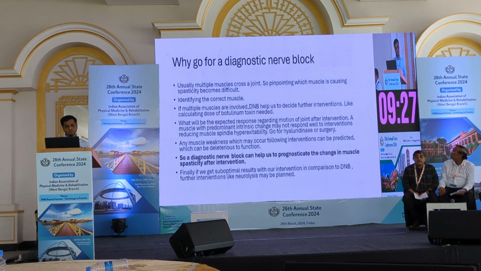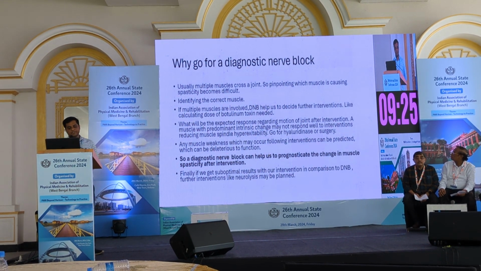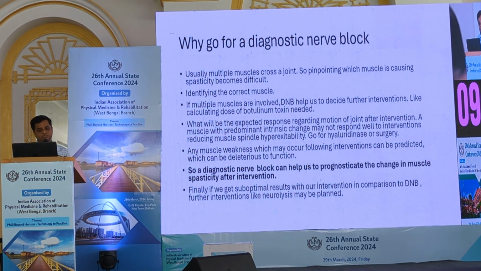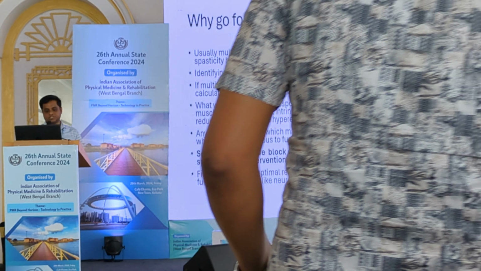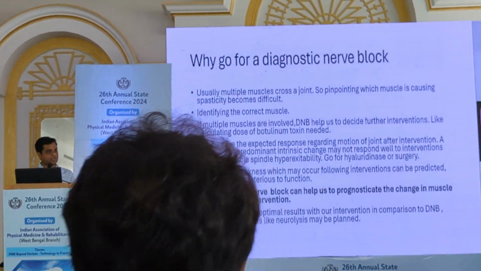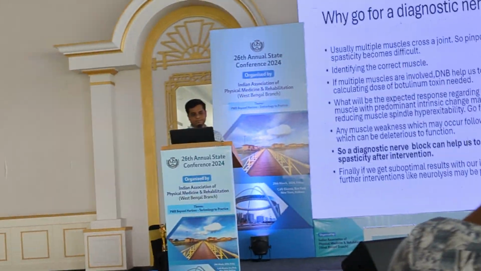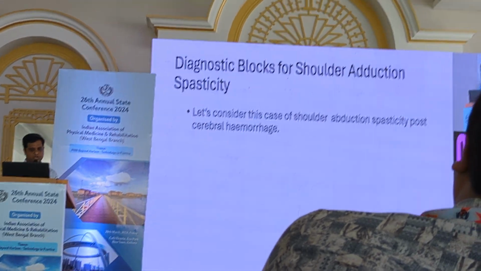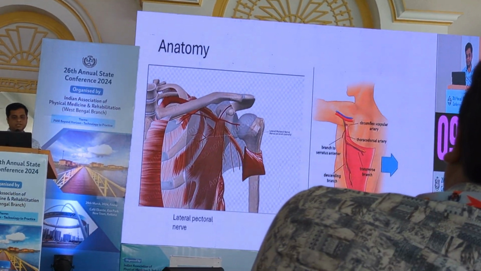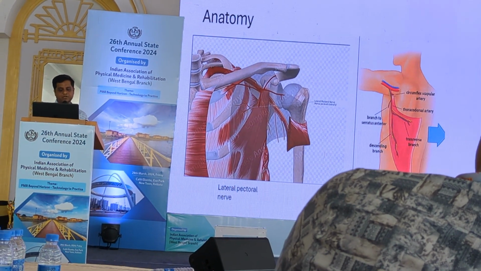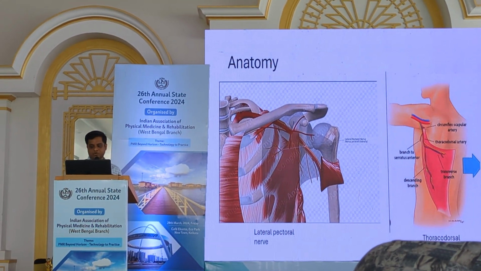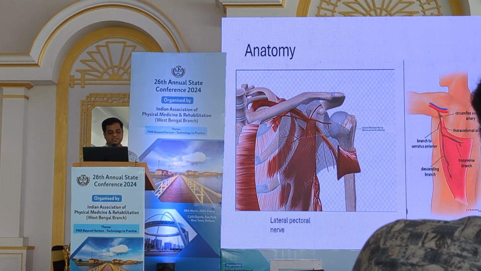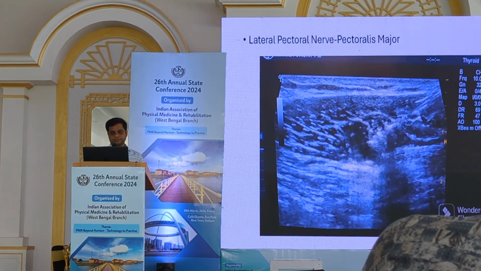So why go for a diagnostic nerve block? There are many reasons, but the main essential reason is that a diagnostic nerve block can help us prognosticate the changing muscle spasticity which will happen after the injury. First we go for the diagnostic nerve blocks for shoulder adduction spasticity. The main culprit muscles are the pectoralis major, which is supplied by the lateral pectoral nerve, and the latissimus dorsi, which is supplied by the thoracodorsal nerve.